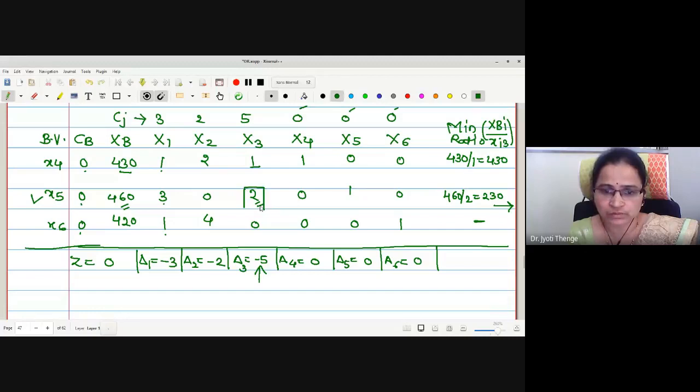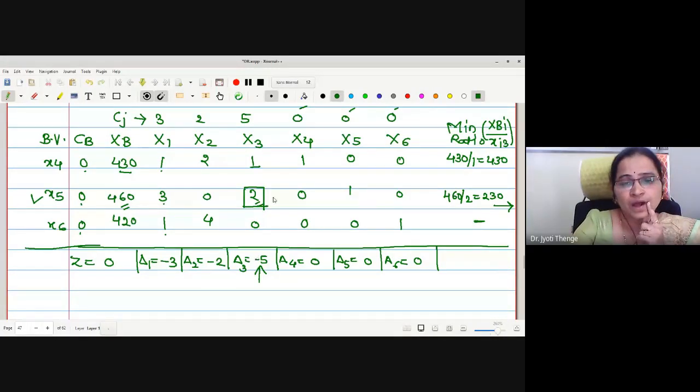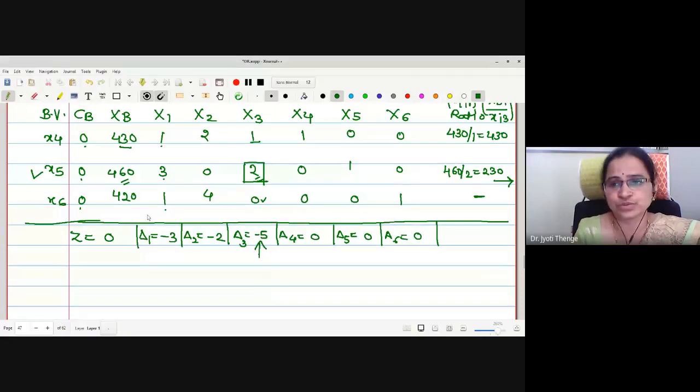2 is my pivot element. Now, what is the next step? Convert this pivot to unity, remaining entries to 0. This entry is already 0, therefore there is no change. We have to make this entry 0. So, which row operations should one use?